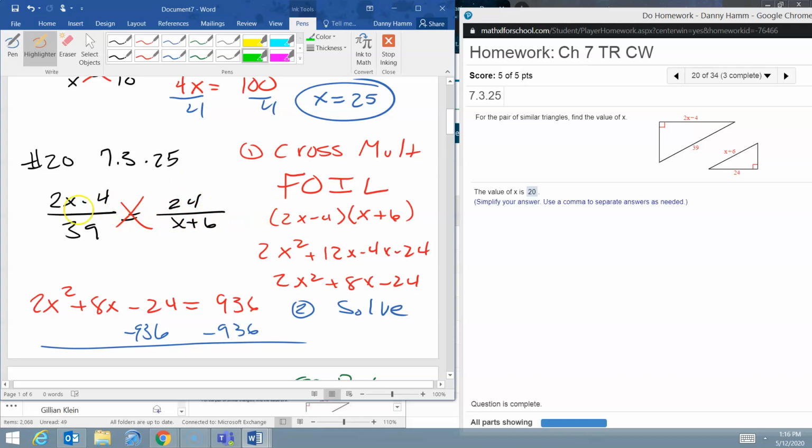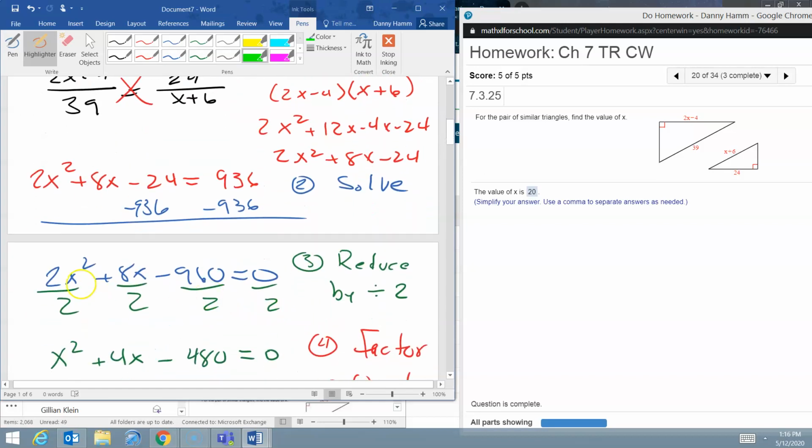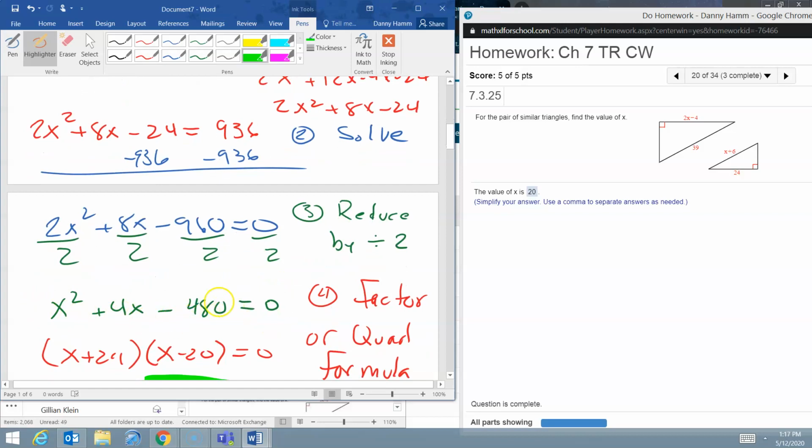All right, cross multiply here. We have binomials, so we do have to FOIL and collect like terms to get a trinomial. So I end up with what I have here, 2x squared plus 8x minus 24 equals 936. Subtract 936 as I'm solving. I notice that each of these are even numbers, so I can divide them by 2. And that ends up with this final trinomial here.